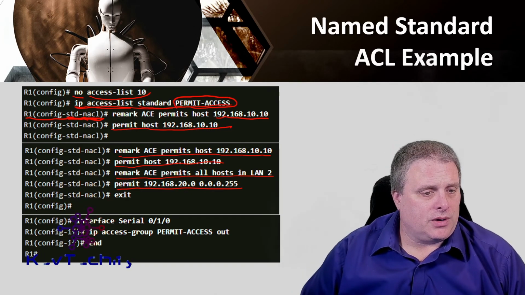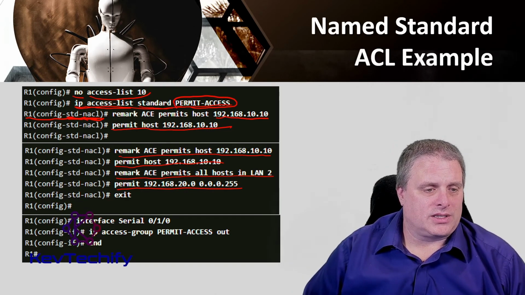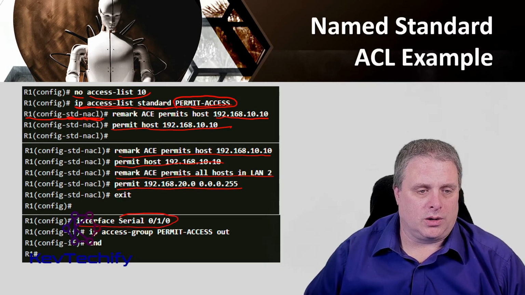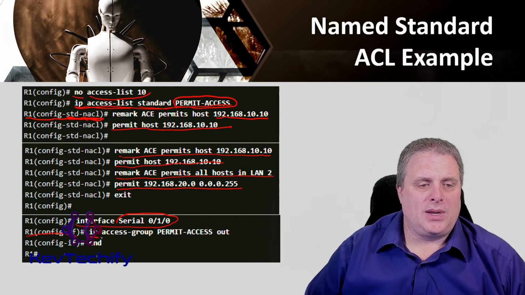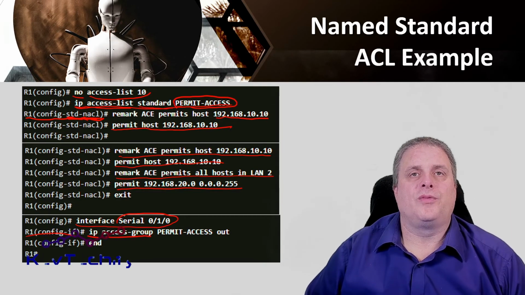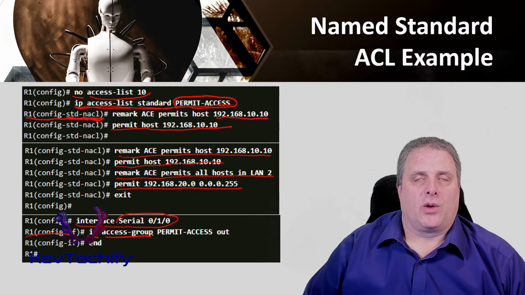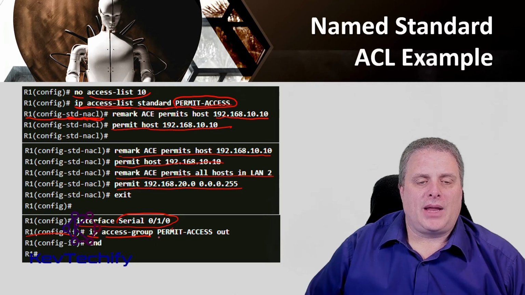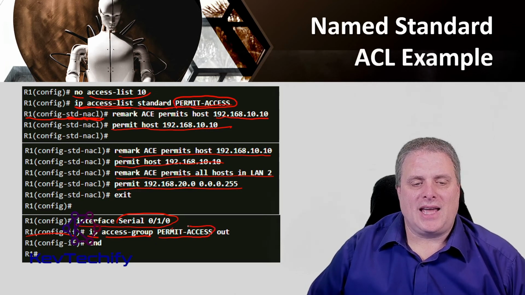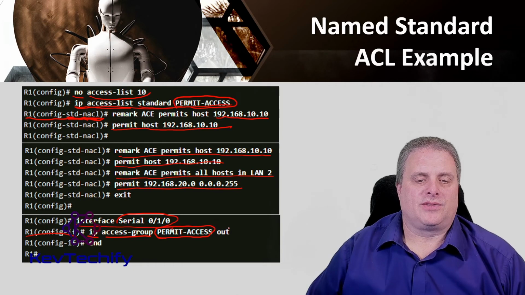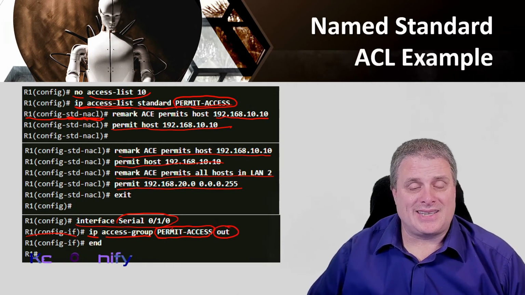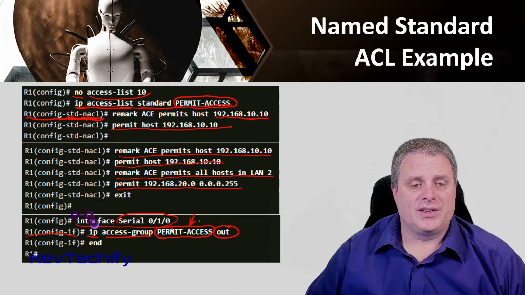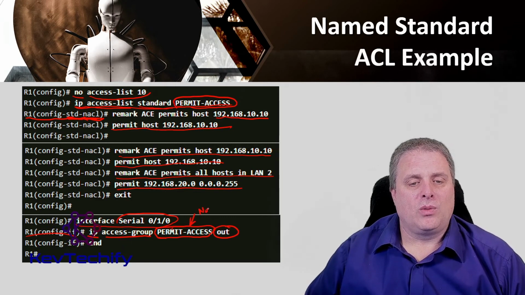In the third example down here towards the bottom, we go into the interface. So from global configuration mode, we type in interface serial 0/1/0, which takes us into the configuration mode of an interface, and then it's ip access-group. What group of access control entries are we going to use? We're going to use the named access list of PERMIT-ACCESS, and then you have to signify what direction, either in or out. And this command is the same except for right here. Previously we had a number, now we have a name.